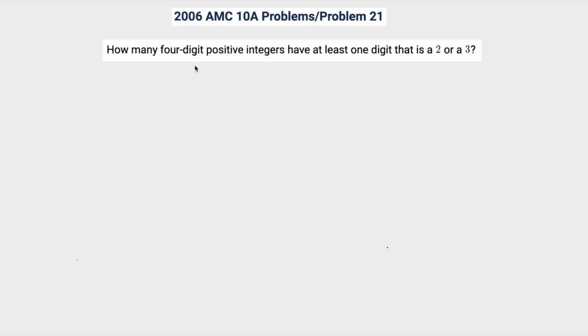How many 4-digit positive integers have at least one digit that is a 2 or a 3? At this time, pause the video and see if you can figure out the solution before continuing to watch.